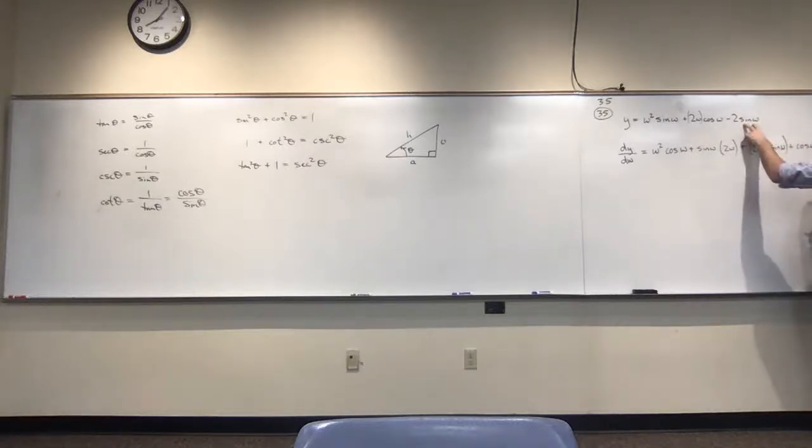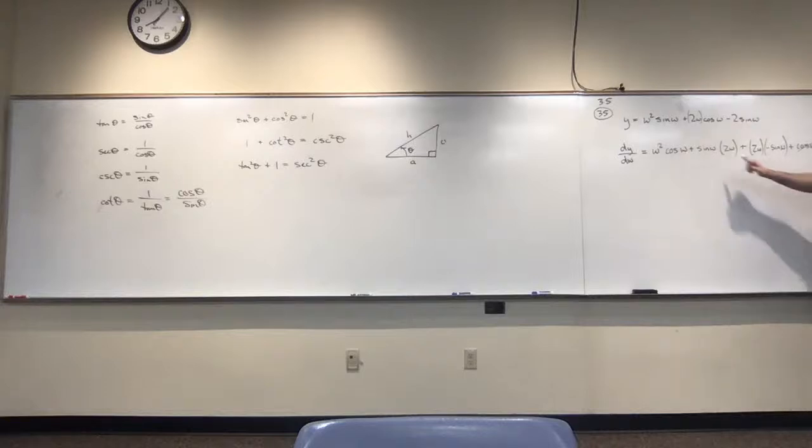And then I take the derivative of sine w, which is cosine w. And that's it. Now the question is, could I maybe do some simplification? It looks like I could. Right here I see I have plus 2 cosine w's minus 2 cosine w's. So I suppose those cancel out.